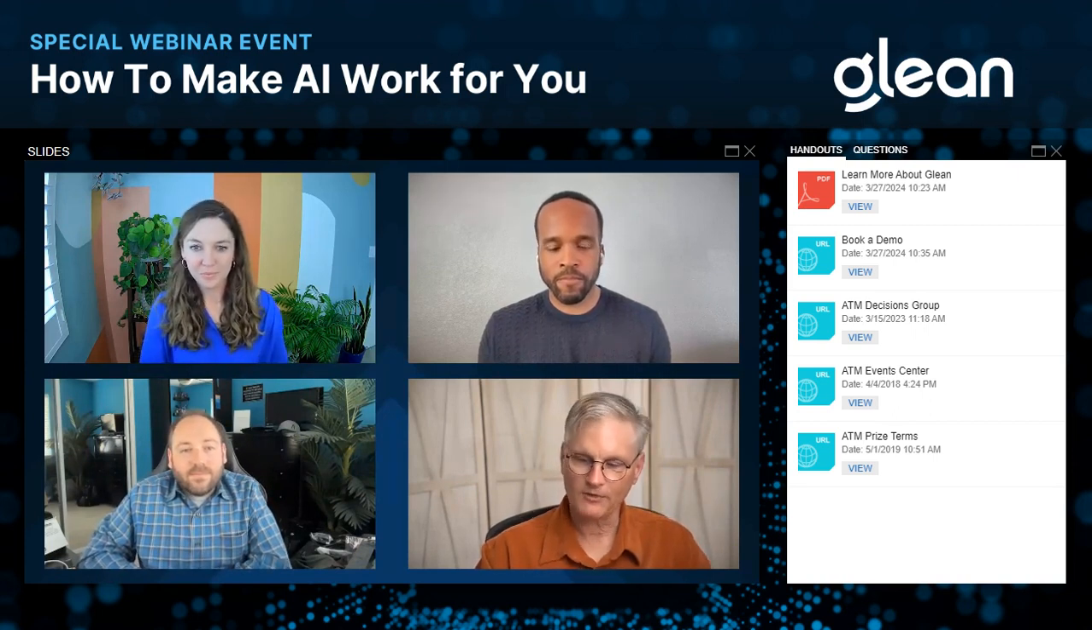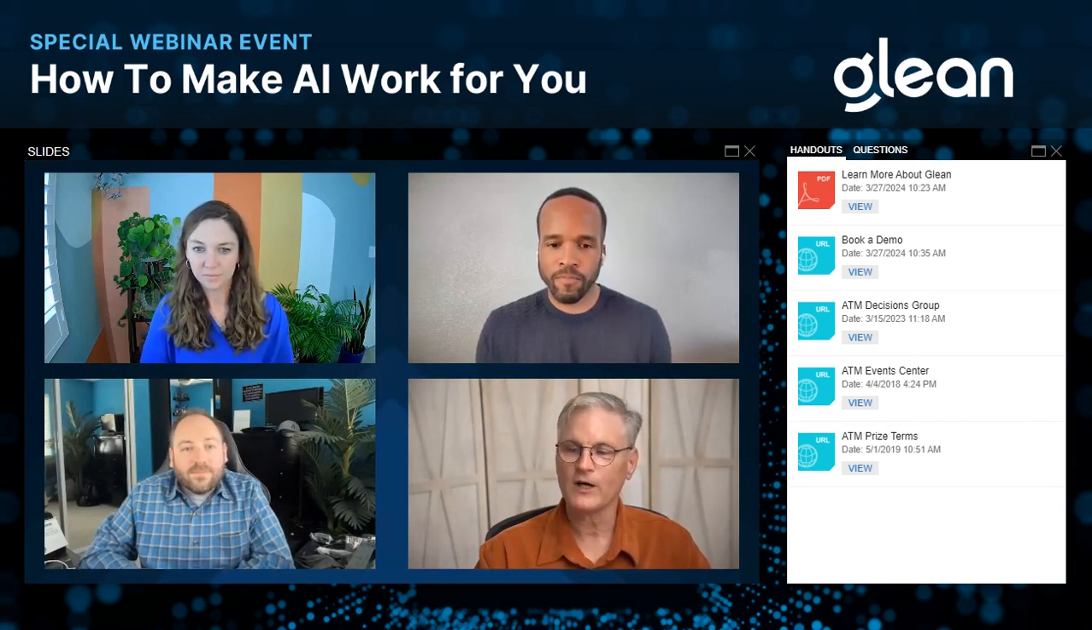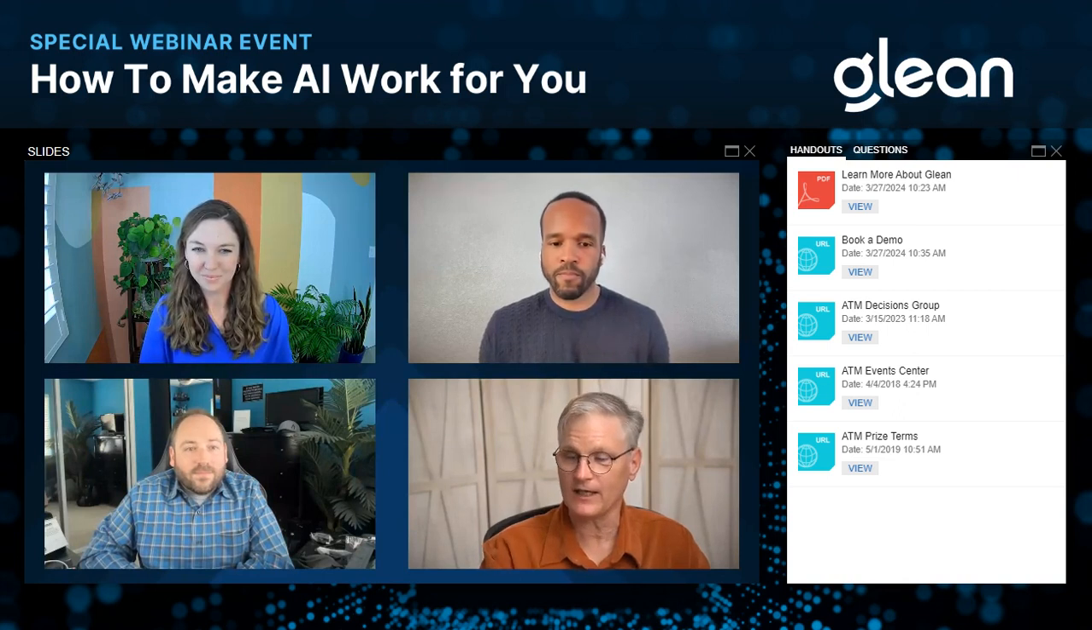Okay, so I am going to throw this to Cal and then Casey. Can you speak to how that learning curve has been for having Glean in your usages in your environments?